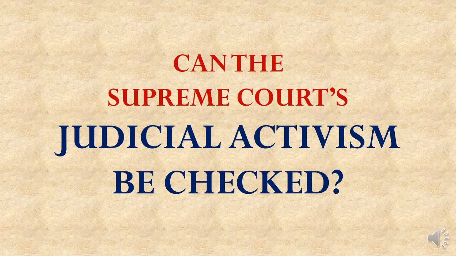Okay, so the main question we're going to be talking about in this lesson is whether or not the Supreme Court's power to interpret the Constitution or laws as they see fit, what we've called judicial activism before, can be checked, or in other words, somehow controlled by somebody else, or can they basically just get away with anything they want?